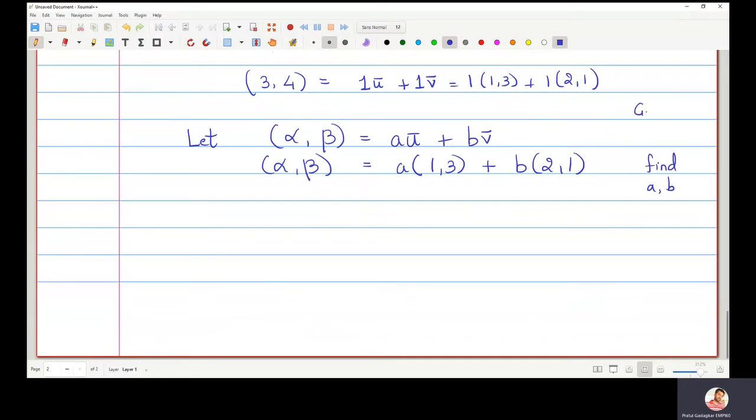What is given to me? Alpha and beta are two numbers which are given to me, like 3 and 4 in the previous example. Alpha, beta was 3, 4. So can I do that? When I write the equations and compare the first coordinates, I'm going to get alpha is equal to A plus 2B. And I'm going to get beta is equal to 3A plus B. Now I'm going to solve these two equations simultaneously. Let me move to the next page.